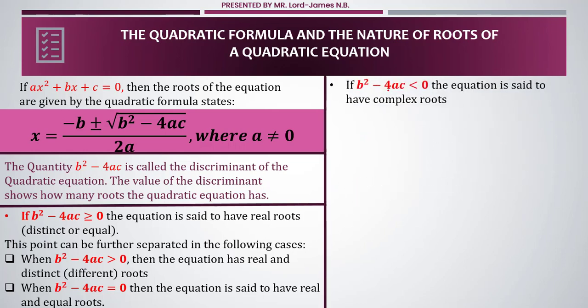And now the next condition is if b squared minus 4ac is strictly negative, or strictly less than 0, then the equation is said to have complex roots.